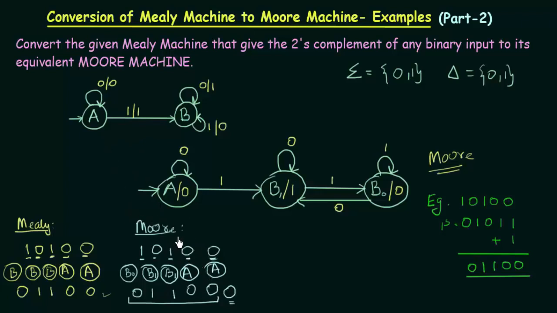Why? Because the Moore machine always gives an extra bit for the output, because there is an output associated with the starting state which will always be given even before it gets any input. So if you want to make it exactly similar, you can just ignore this extra bit that you get in the Moore machine. So here we have converted this Mealy machine that gives a 2's complement as output to its equivalent Moore machine.